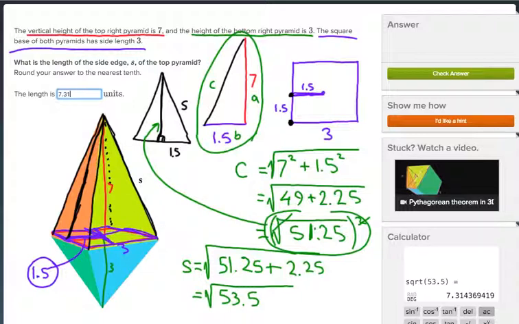Bear in mind that with the Pythagorean theorem in 3 dimensions, you're almost always going to be asked to apply the Pythagorean theorem twice.